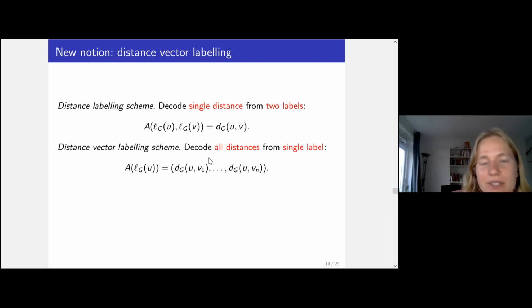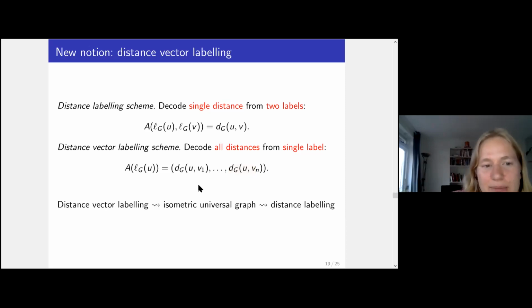Here, instead of giving it two labels, we give it a single label. And instead of decoding just a single distance, we ask you to give us all the distances. You give it the label of a vertex u, and it returns the distance to all the other vertices in the graph, for a fixed order on the vertices. So this will always have the same order.